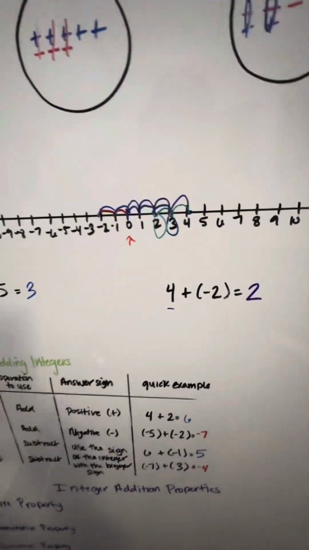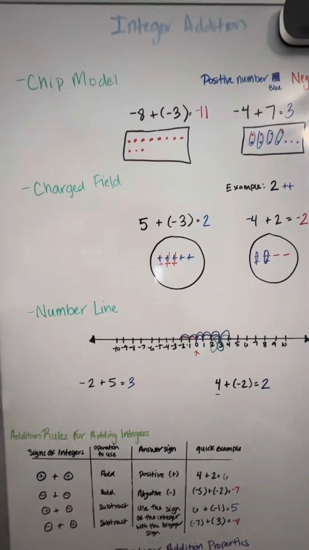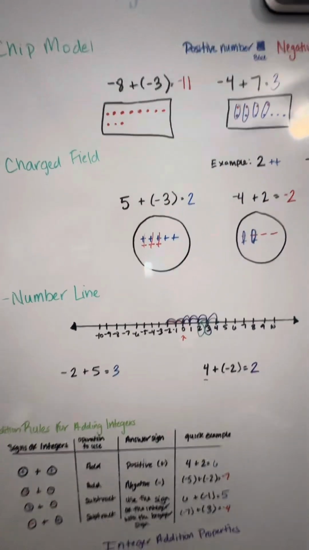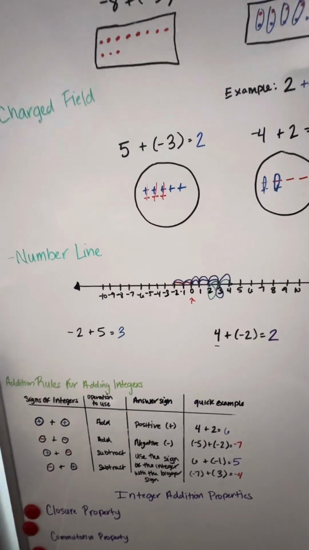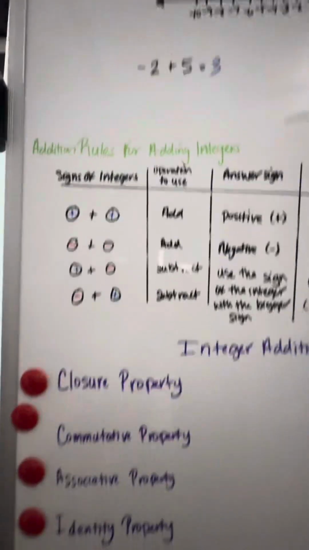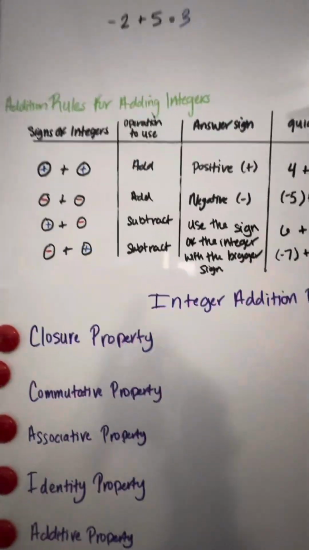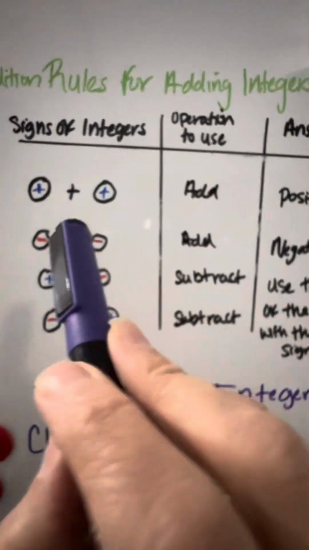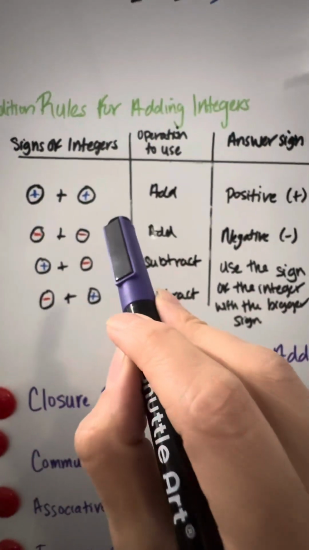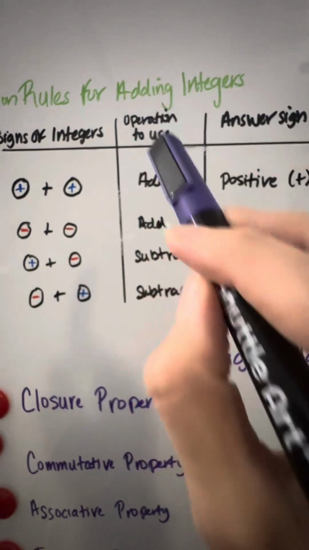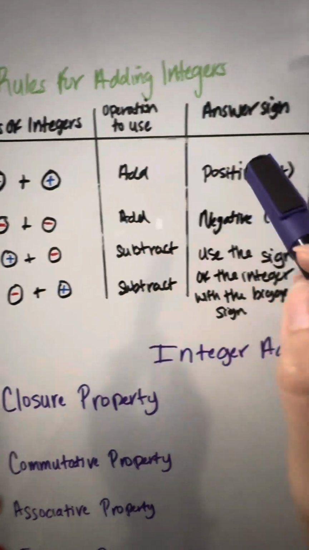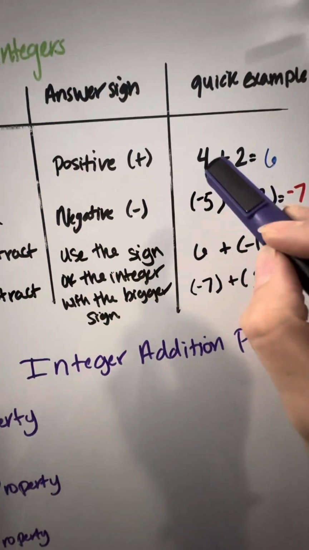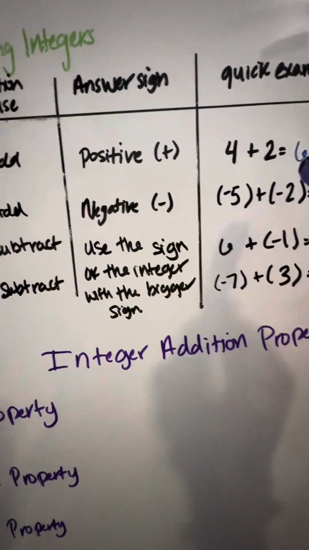Okay, so that's how you use the 3 models, well, at least a few of them, with the integer addition. Lastly, we're gonna go over the addition rules, or actually there's one more thing after that. If you have a positive plus a positive, the operation you use is gonna be to add. The answer sign will be a positive, and a quick example would be 4 plus 2 equals 6.